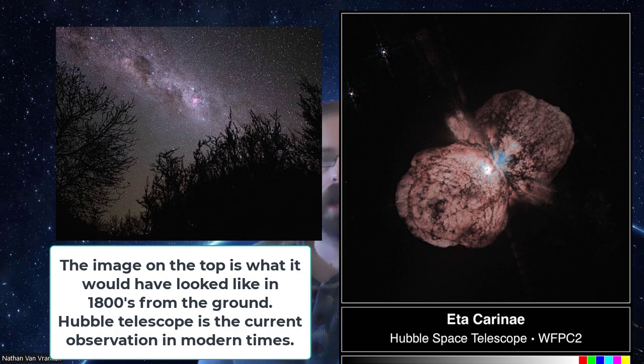To really bring the phenomena to life, first, let's take a look at the historical astronomical phenomena, the Great Eruption of Eta Carinae, that occurred in the mid 1800s. This star was about 7,500 light years away from Earth, and it suddenly became one of the brightest objects in the night sky. Eta Carinae is a massive, unstable star, what we commonly call a supergiant.